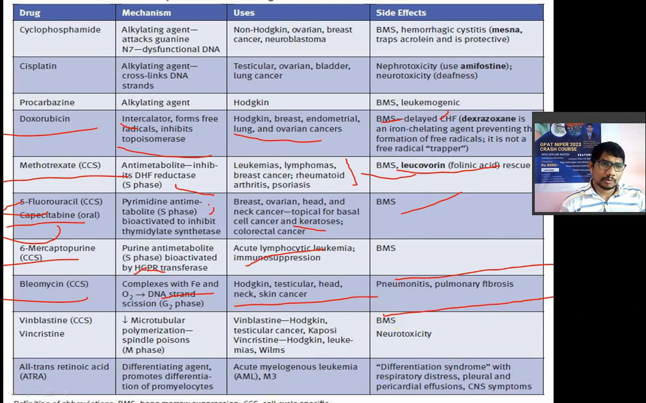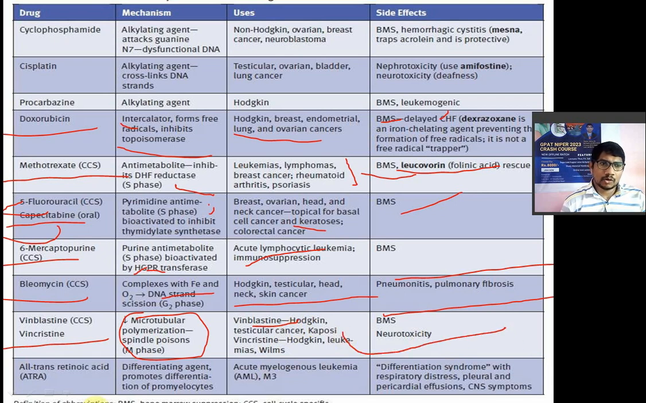Next comes vincristine. Vinca alkaloids are known as spindle poisons. They inhibit microtubule polymerization and inhibit mitosis. They are used in Hodgkin's disease, testicular cancer, Kaposi sarcoma. They cause bone marrow suppression and neurotoxicity as well.